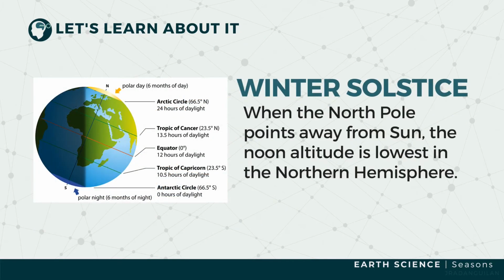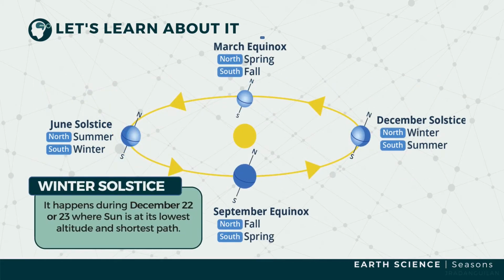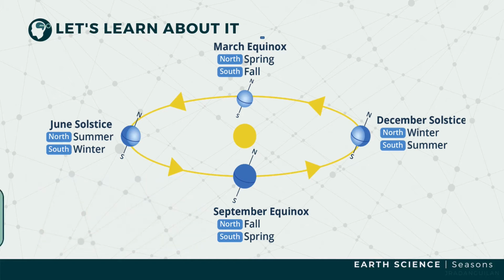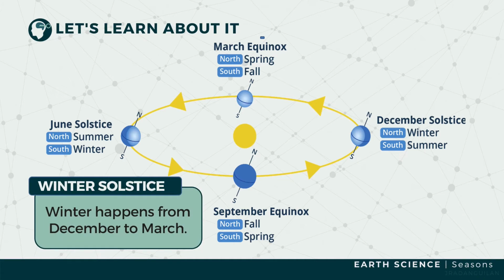It happens during December 22nd or 23rd. The beginning of this season is called the winter solstice. The Sun is at its lowest altitude and shortest path during this day. As such, winter is marked by shorter days and longer nights. Shadows of vertical objects are longest during this time. Therefore, Earth's surface receives the least insolation throughout the year.